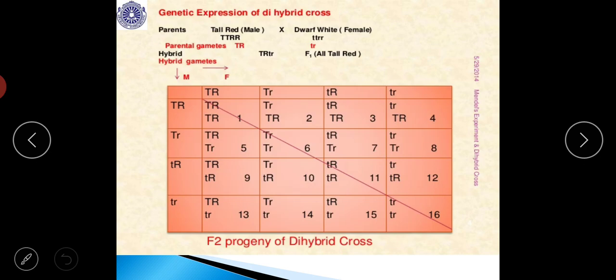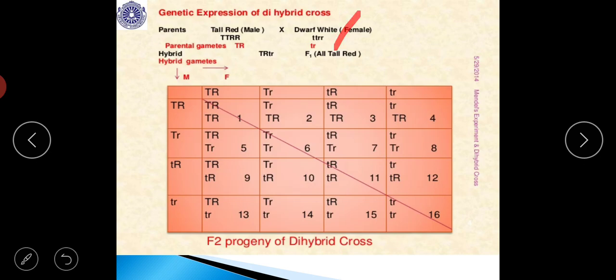So here is the cross which we can go through now. The parents selected are tall red, that is, a tall pea plant with red flowers, which is considered as male here, and a dwarf pea plant, which is considered as female here, having white flowers. So the genotypes are as follows: capital T, capital R for the dominant parent, and for the recessive parent small t, small r.